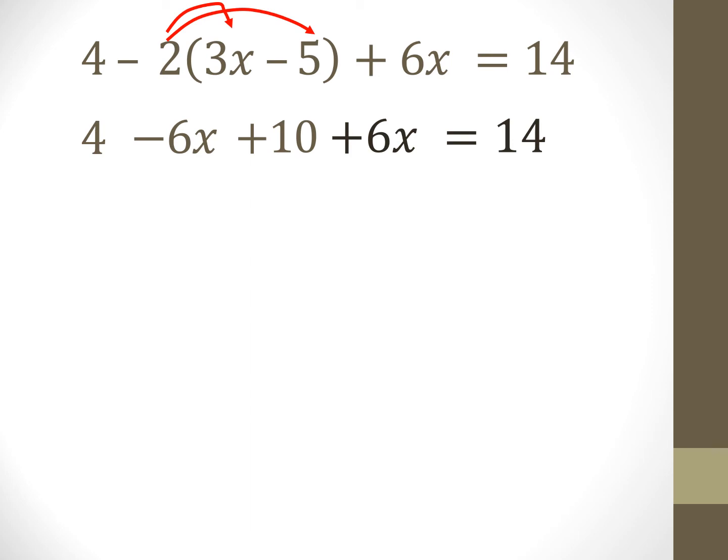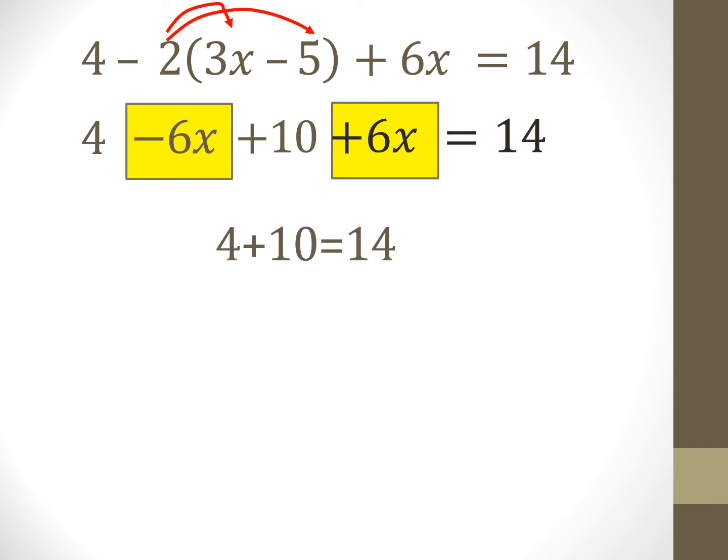Well, I still need to simplify this equation, so I'm going to look to see if I can combine any like terms. I have a negative 6x and a positive 6x, so that will just add to 0. So I have 4 plus 10 equals 14. Well, I have 14 equals 14.